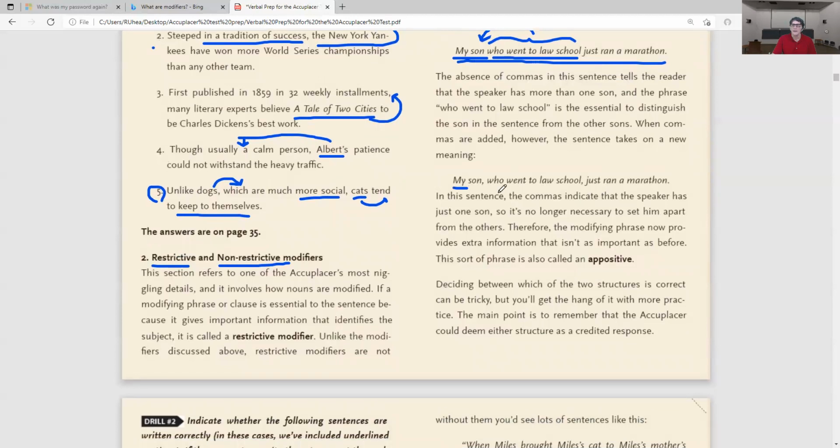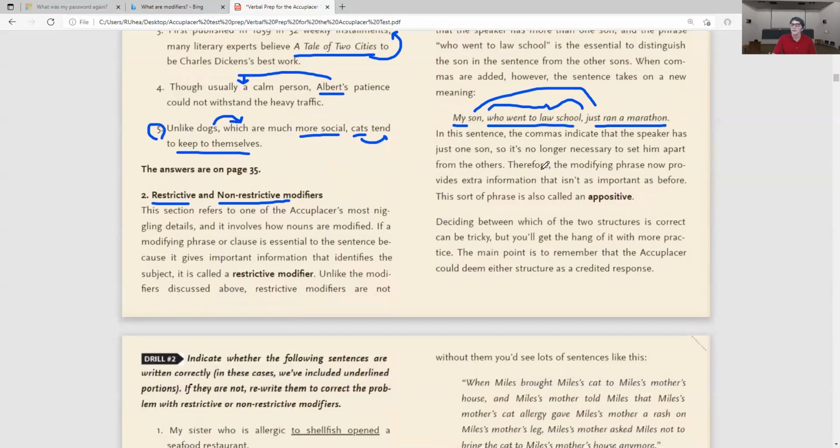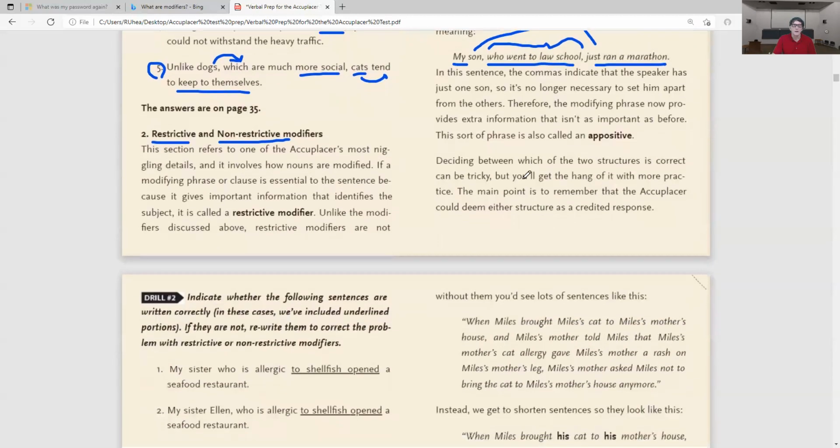It says, my son, comma, who went to law school, just ran a marathon. The commas mean that who went to law school is a comment. It's a comment about my son. My son, who went to law school, just ran a marathon. The main part of the sentence is, my son just ran a marathon. When it's surrounded by commas, it means it's a comment about my son. That's called a non-restrictive modifier.